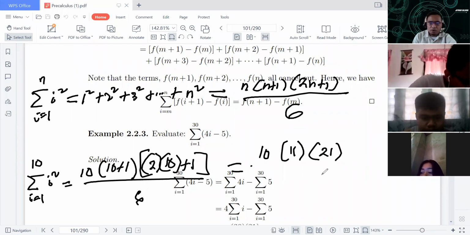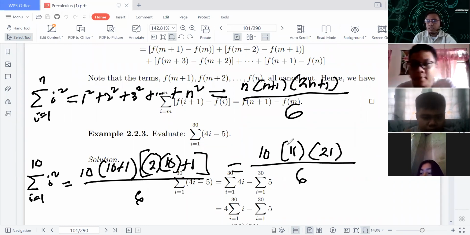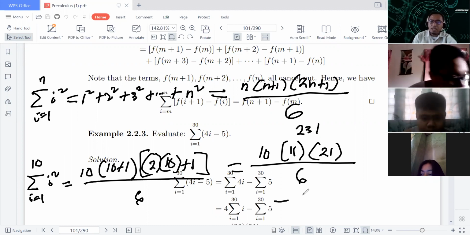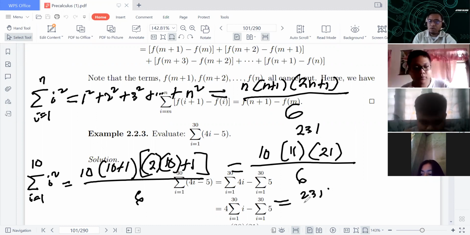All over 6. This 2 can be combined. This is just 11, so it will be 231, right? Times 10, that is just equal to 2310 over 6.